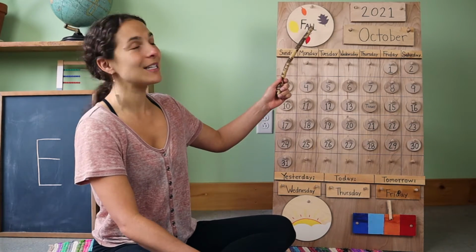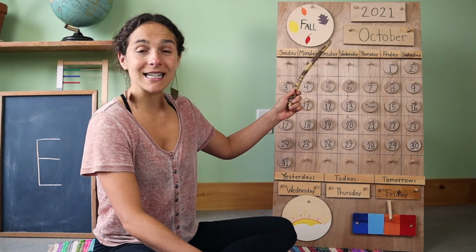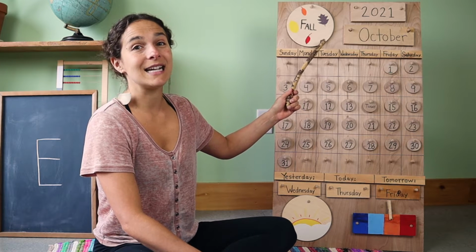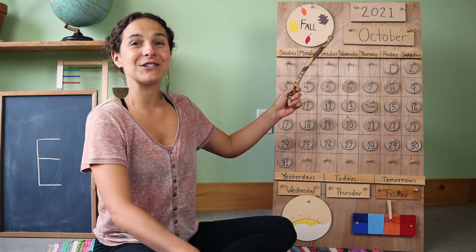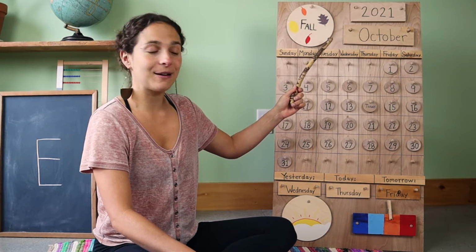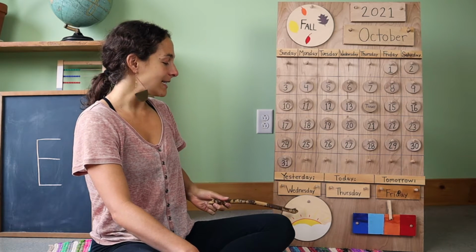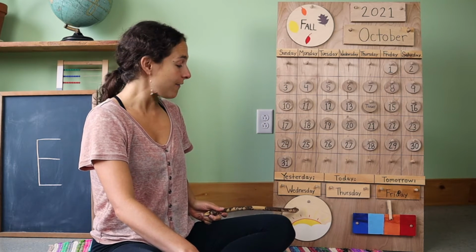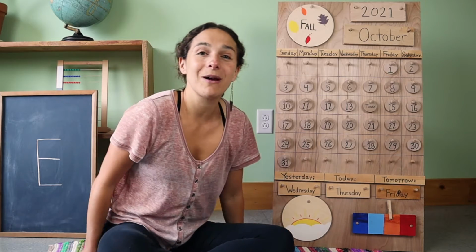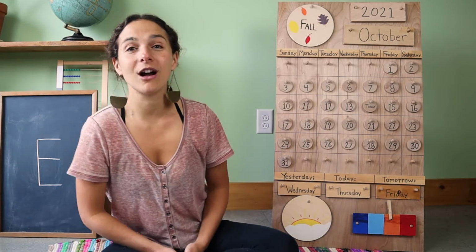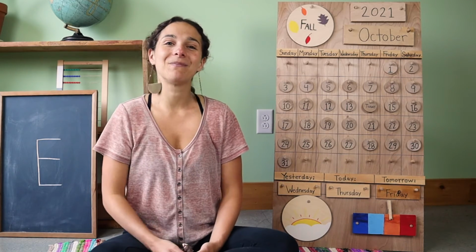Up, up, up at the top of the chart, we have the season. The season is fall, but you can also say autumn. And if we go back down, I have a picture of the weather. So let's sing the weather song together, and then we can talk about what we see outside of the window.